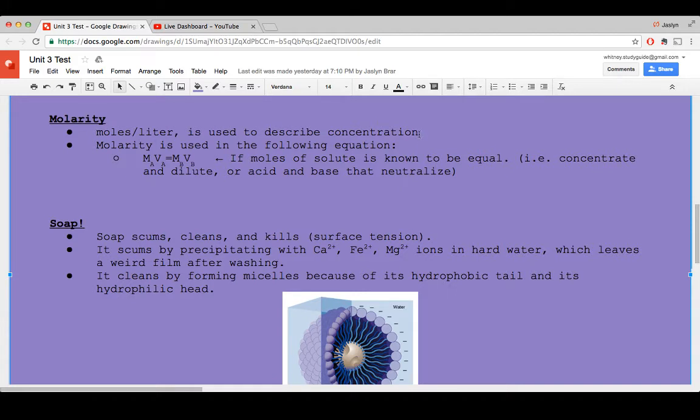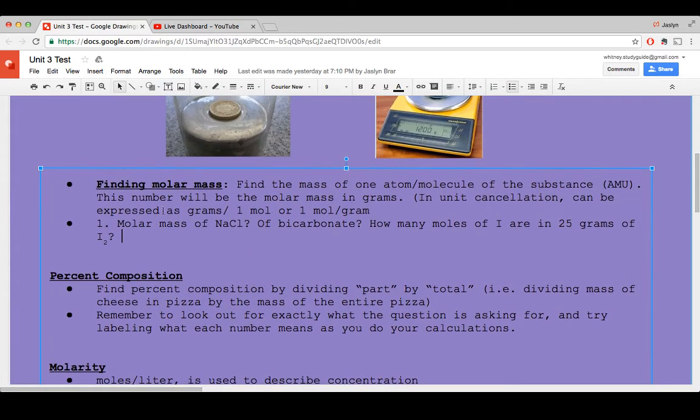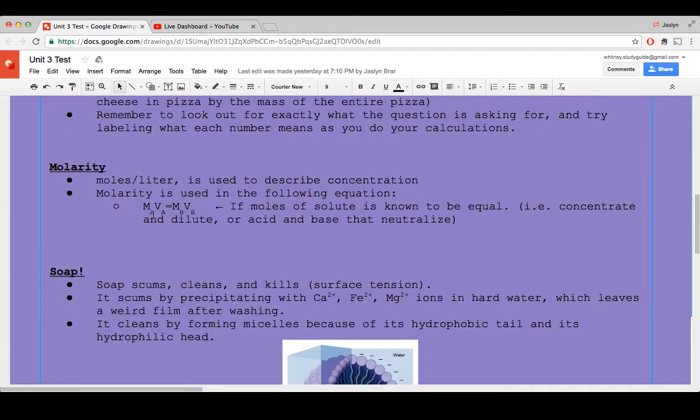And so molarity is used in the following equation: M, or mass of one substance multiplied by the volume of that same substance can equal the mass. And I just realized I misspoke. Okay, the M doesn't stand for mass, just to be clear. It stands for molarity.